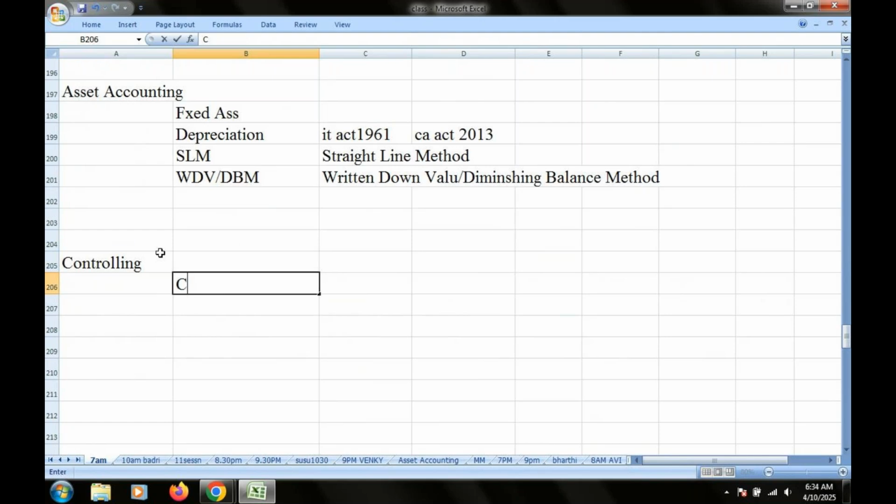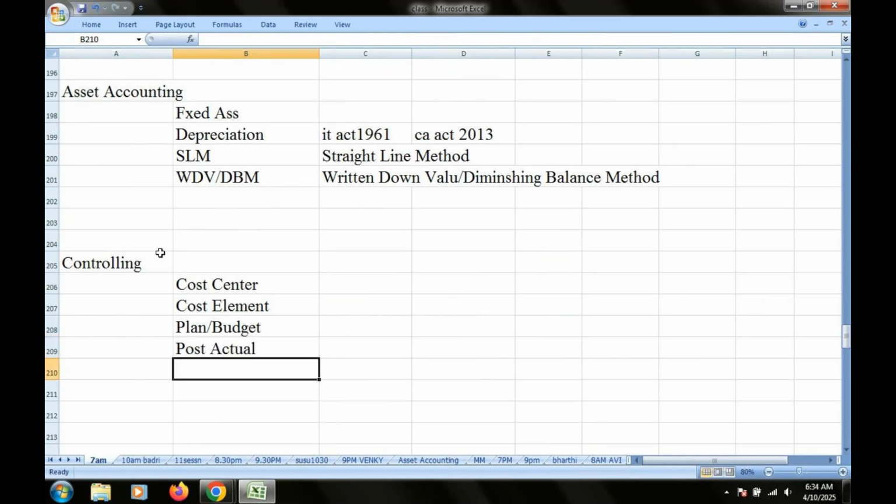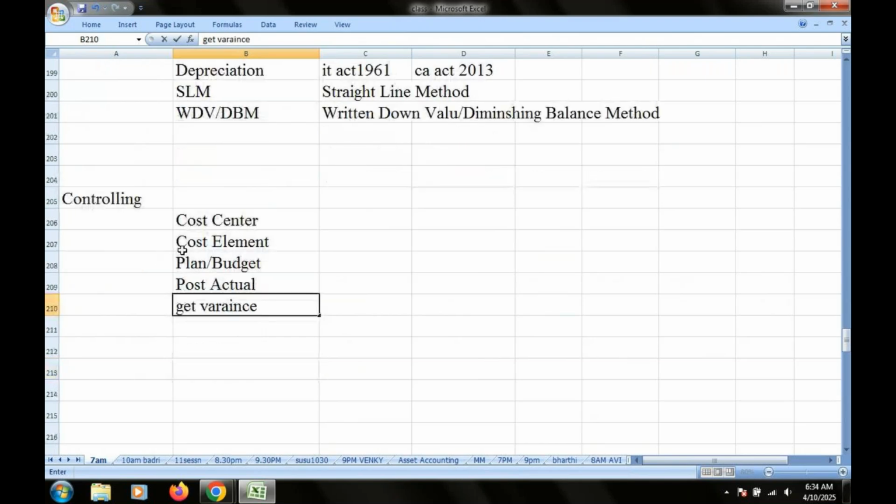What is applicable here? One is cost center creation. The terminology changes a little bit here: cost center creation, cost element creation, planning like a budget, posting actual entries, and getting the variance. Once we complete these settings in controlling, we go for the statistical key figure, and the next is internal orders. These topics we also cover as internal documents on behalf of controlling.